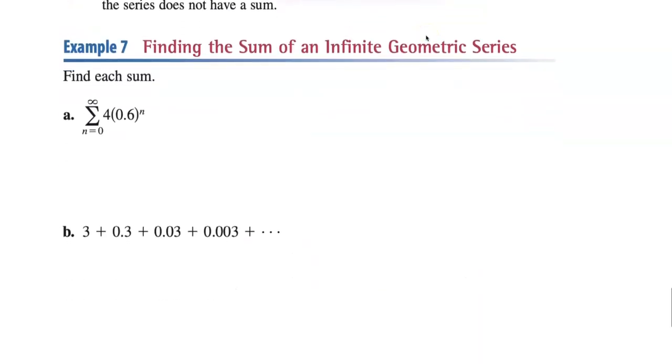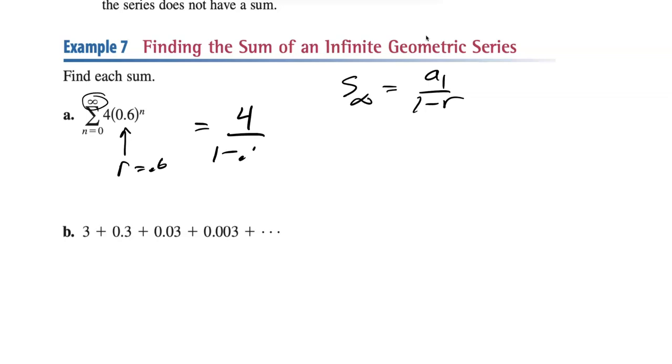So let's do a couple of examples here. I see that it's an infinite sum. S infinity is a1 over 1 minus r. My r is right there, and |r| is less than 1, so that holds true also. So we're just going to do the formula. So 4 over 1 minus 0.6. You can put it in your calculator really. But let me do it by hand real quick.